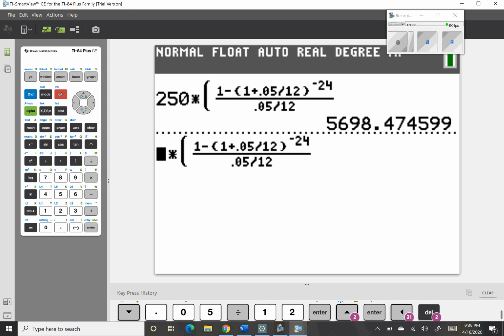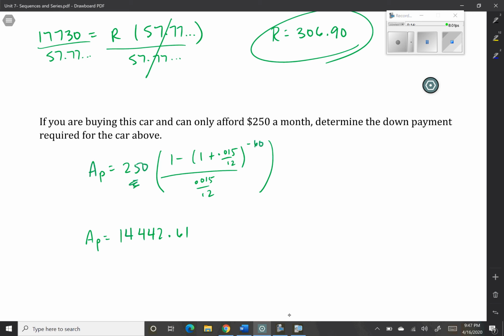All right, so welcome back. Hopefully you typed that into the calculator here, and you got a value of $14,442.61. If you're not getting that value, check your calculator. You might have a decimal in the wrong spot. You might have forgot the negative on the exponent of 60, or you might have just typed in the fraction wrong. So look back and watch the other part of the video that shows you how to type that in. Now, this amount of money is what you're allowed to borrow with a monthly payment of $250.